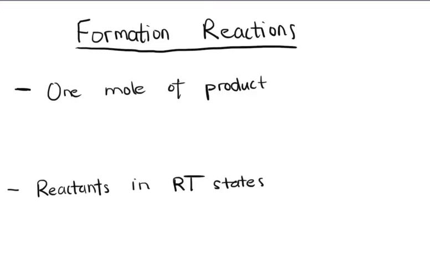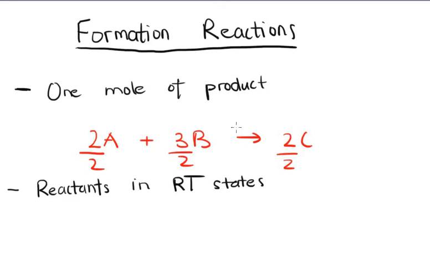So let's say you have a reaction, 2A plus 3B forms 2C. Well, let's say this is a balanced reaction. Even though it's a balanced reaction, there are two C's, which is incorrect. That's not a correct formation reaction. A correct way to put this would be to divide everything by 2. So you get A plus 3 halves B yields C.